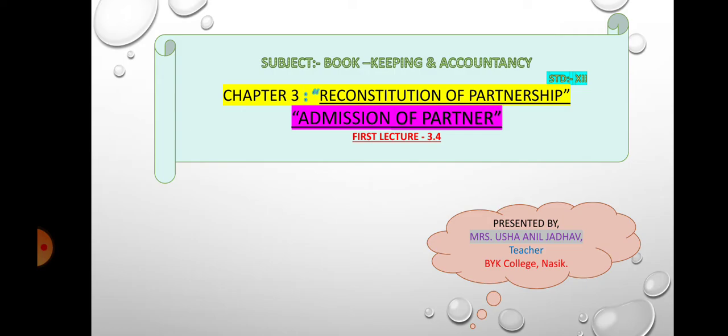Students, after completing the theory part of chapter number 3, that is admission of a partner, today we will take a quick revision of calculation of ratios. So let us begin.